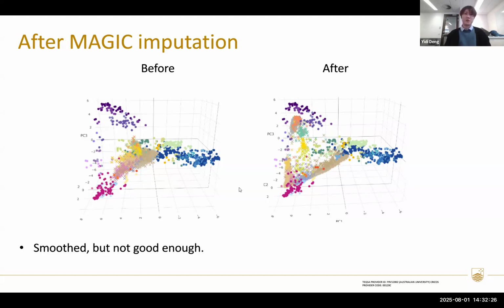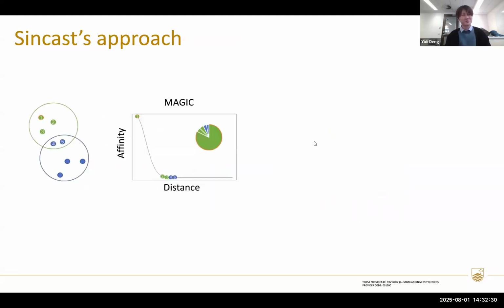Yeah, so it is good, but it is not good enough. Because of that, we're trying to develop our own imputation method, which is Sincast. So basically Sincast is based on network propagation, so the framework shouldn't be too different. But we identified a very big problem with the MAGIC imputation.